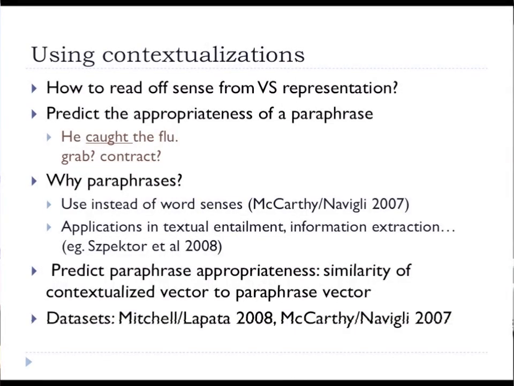So what we want to do with this is as follows. If we have these points in space for individual occurrences, what do we do with that? How do we read off what the word means once we know it's there in space? The only way that we can do that with a vector space model is through comparison with some other vectors, through similarity. And the way that we do it is by predicting the appropriateness of a paraphrase. So if you have a sentence like, he caught the flu, is this occurrence of catch like grab, or is it like contract?